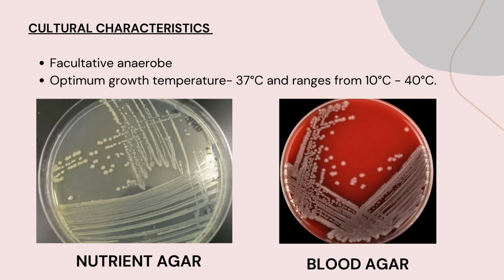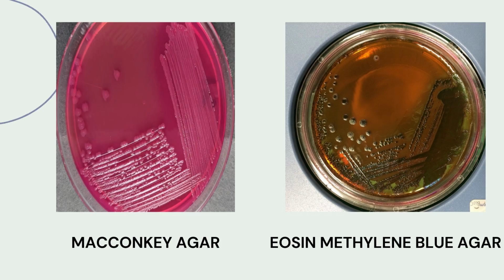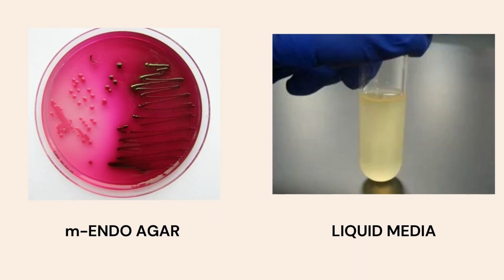Non-hemolytic colonies, that is gamma hemolysis, or beta hemolytic colonies, that is complete lysis of red blood cells, are formed on the blood agar. On MacConkey agar, the colonies are circular, moist, smooth and of entire margin. They appear as flattened pink lactose fermenting colonies. On eosin methylene blue agar, green metallic sheen colonies are formed. On Endo agar, colonies are green metallic sheen. They metabolize lactose with the production of acid and aldehyde. And on liquid media, E. coli shows turbid growth within 12 to 18 hours.